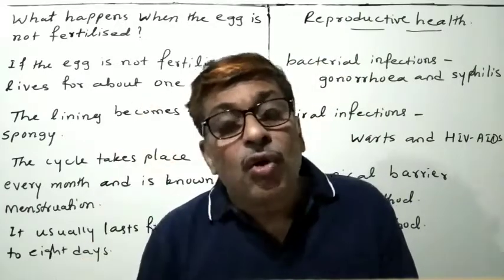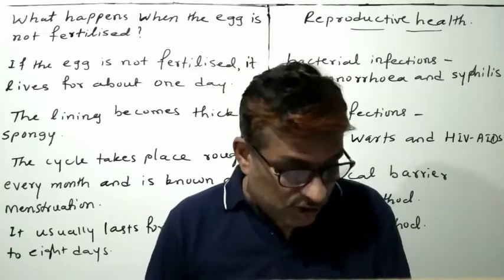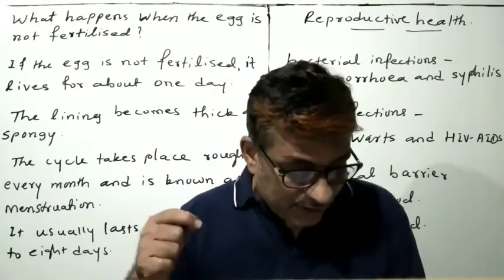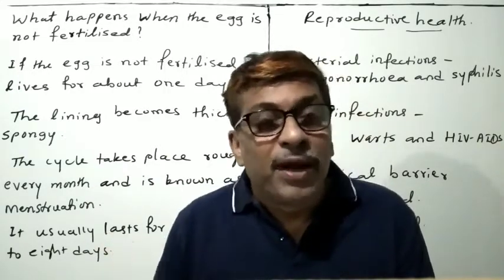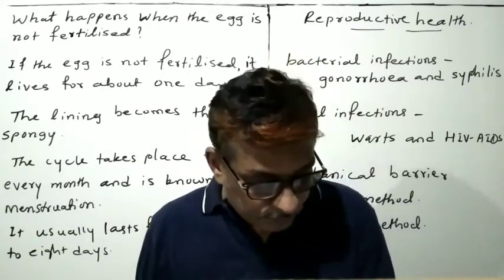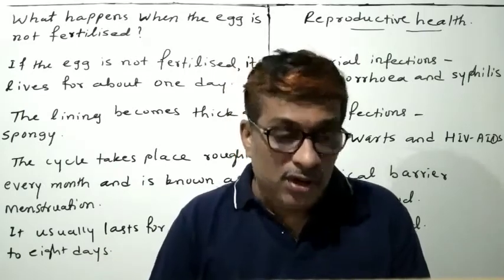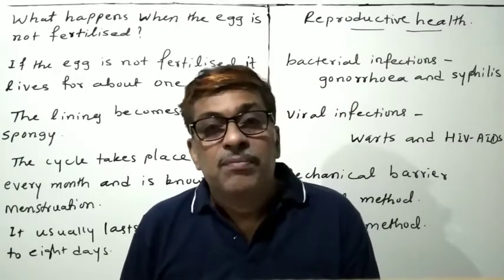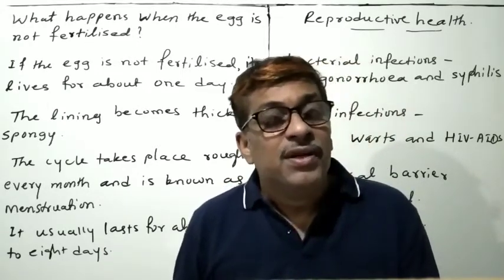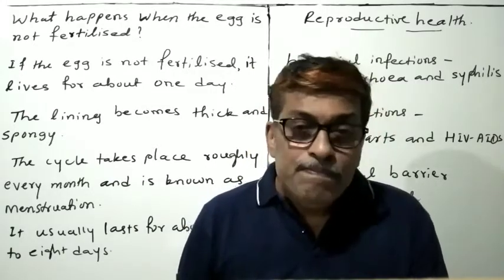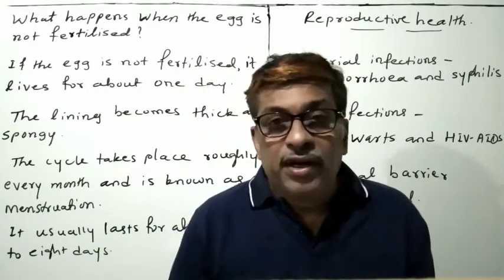We know that the ovary releases an egg and the uterus prepares. But if fertilization does not take place, this lining is not needed any longer. So the uterus lining slowly breaks, or ruptures, and comes out through the vagina, outside the body, as blood and mucus. Mucus means white slimy secretions. It usually lasts for about 2 to 8 days, depending upon the female.